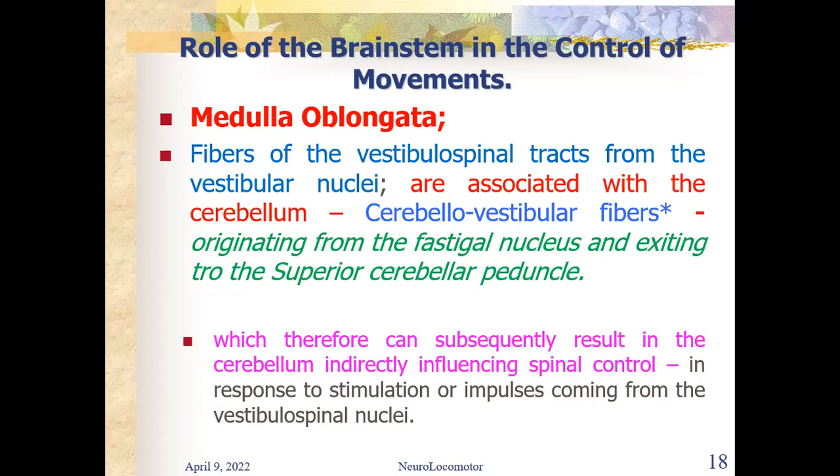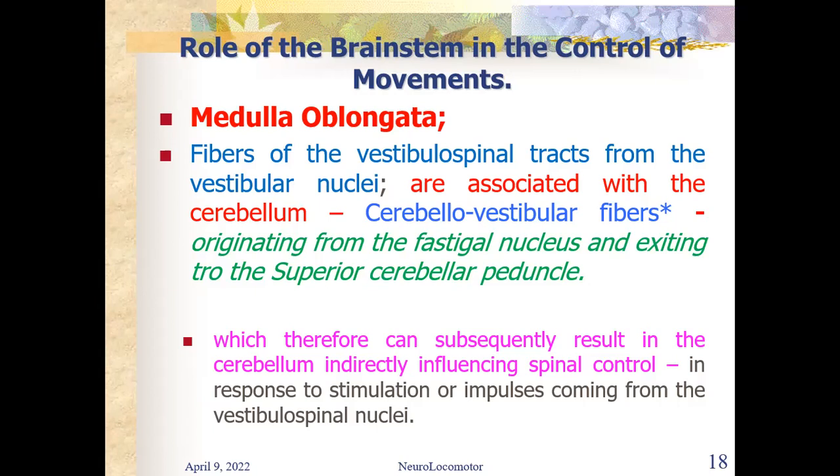So these connections and associations can result in the cerebellum indirectly influencing spinal control. In response to impulses coming from the vestibular nuclei or the vestibulospinal nuclei, the cerebellum can also have a hand in influencing spinal control in response to the vestibular impulses coming into it. So that is the function of that connection, the vestibulospinal tract and the cerebellovestibular fibers.